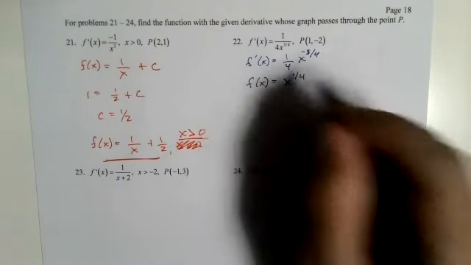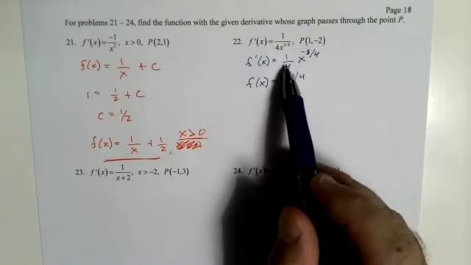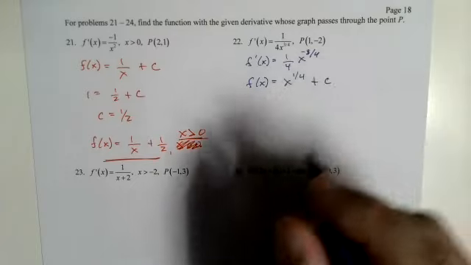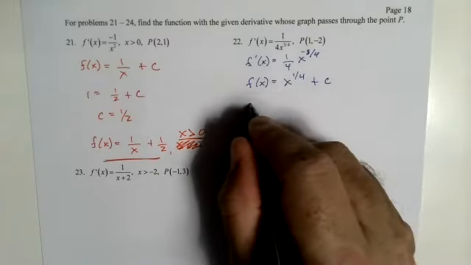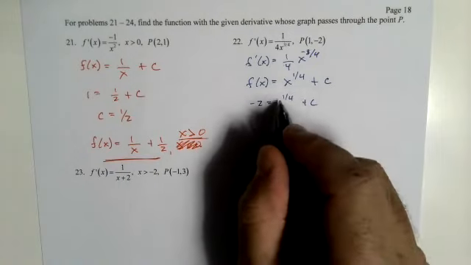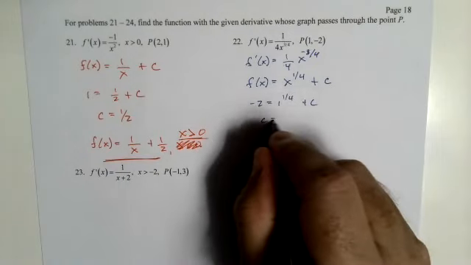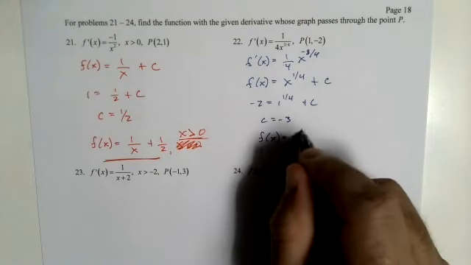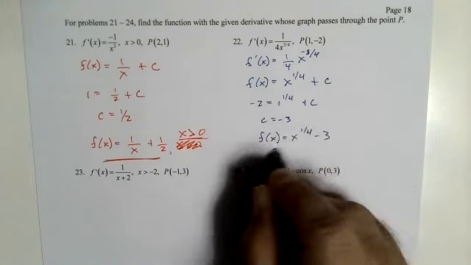X to the 1/4. Derivative would be 1/4, check. Subtract 1, negative 3/4, check. Plus some c. Negative 2 equals 1 to the 1/4 plus c. That's 1. Subtract, c equals negative 3. F of x equals x to the 1/4 minus 3.